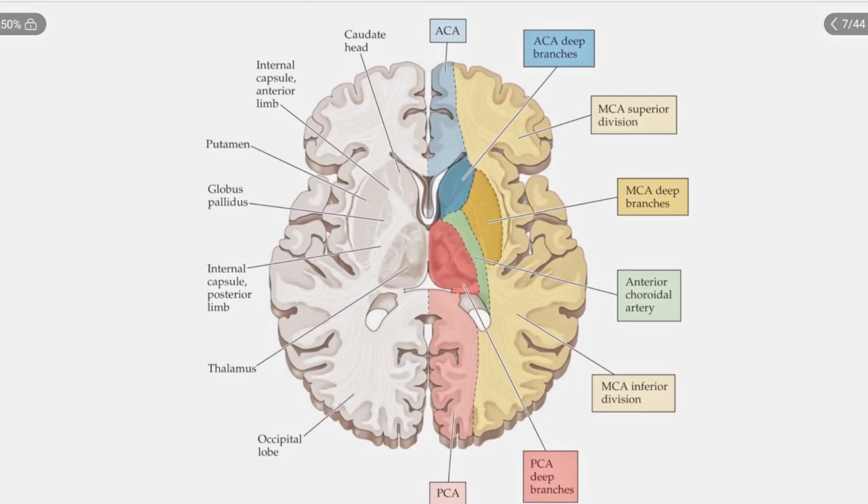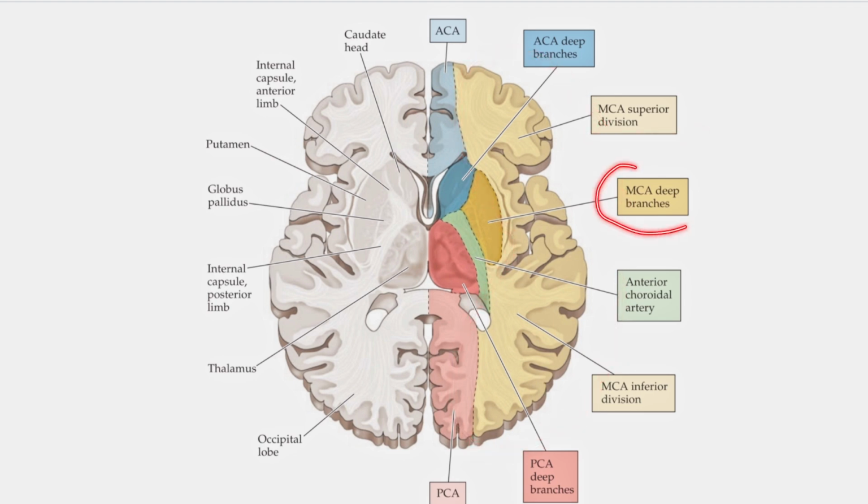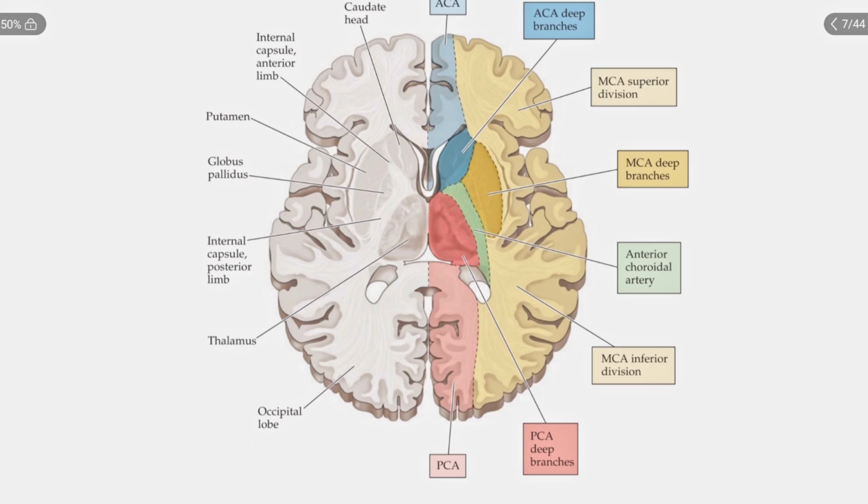And if we look at a transverse section, the same thing. The medial aspect is by the ACA, the lateral aspect is by the MCA, and the deep branches again, which is the lenticulostriate artery, will be supplying the internal capsule. And here in the posterior part, the occipital lobe is supplied by the PCA, and its deep branches here will be supplying the thalamus, and that would be the thalamoperforator arteries.